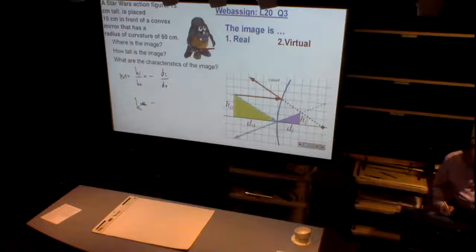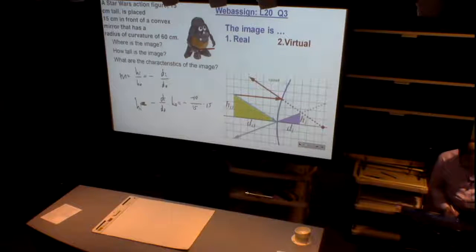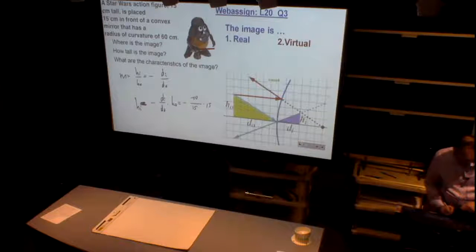It should be equal to minus di over do times ho. The distance we just have found is negative 10. The object distance is 15. And the height is also 15 centimeters tall. Negative 10, that was the answer. And the initial distance is also 15. So negative and negative makes it positive.